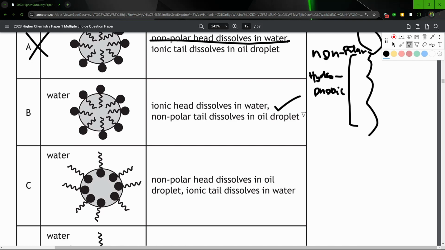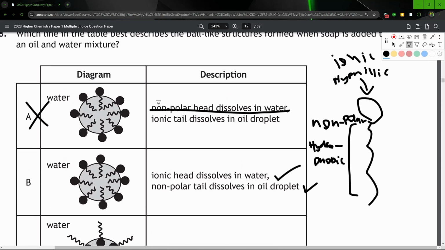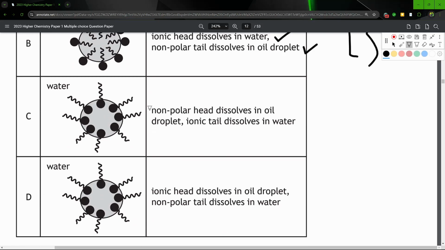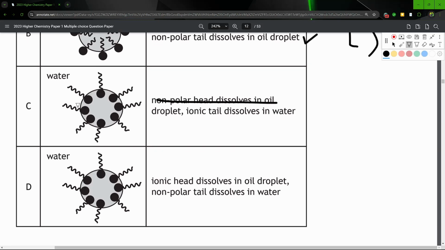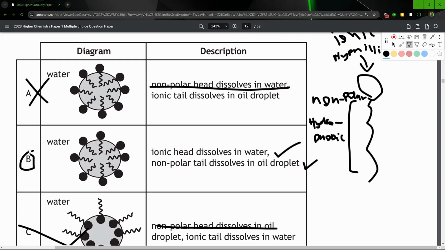Non-polar head does dissolve in water droplet, and it is arranged correctly, because this is outside as water, so you want the head outside and tail inside. So B is looking pretty solid so far, but let's have a look at the other ones. Non-polar head dissolves in oil. Well, the head is not polar, the head is polar, so this is garbage. And then ionic head for D. Ionic head dissolves in oil droplet. No, oil is non-polar, so you wouldn't want an ionic head. So it has to be B.